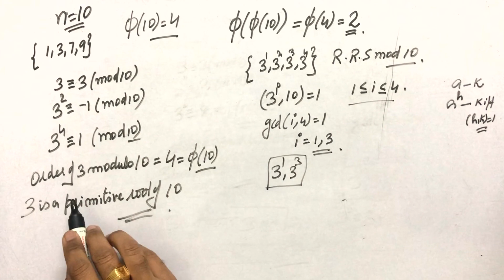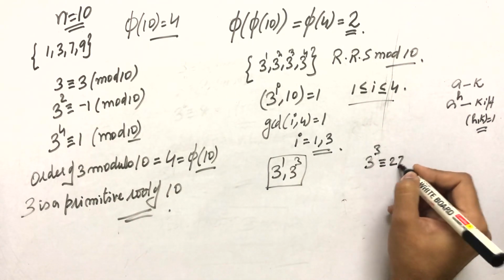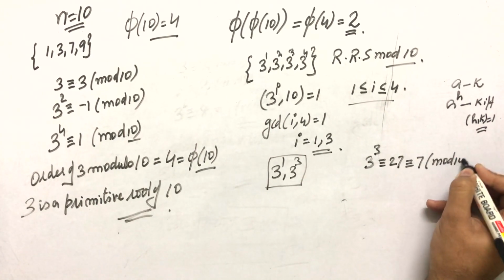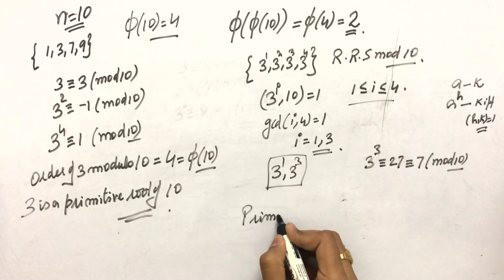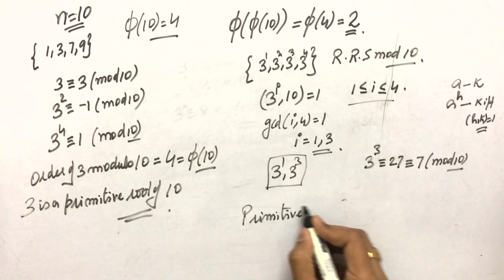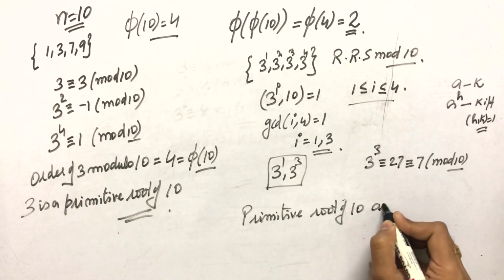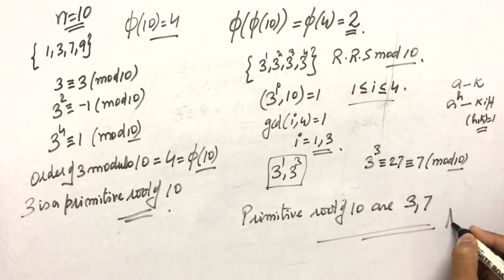So 3 we already have. And how much is 3 power 3? 27, which is congruent to 7 modulo 10. Hence, the primitive roots of 10 are 3 and 7. Answer.